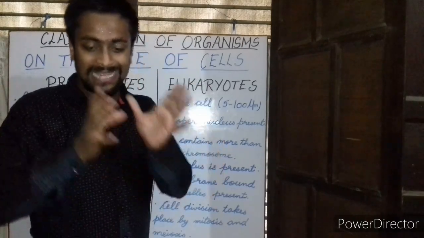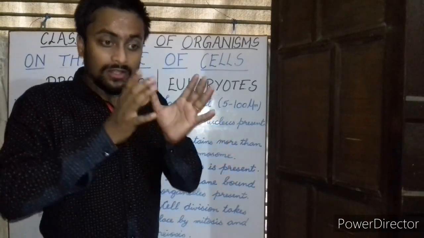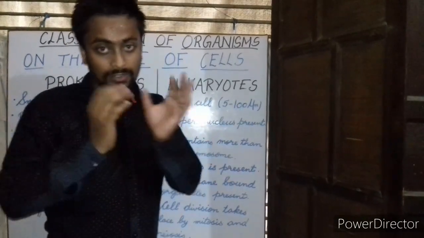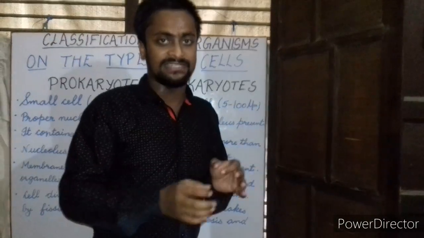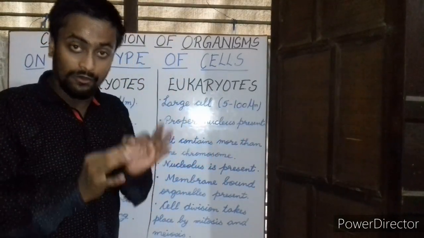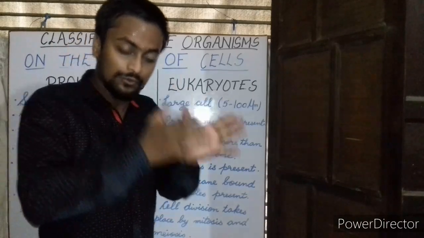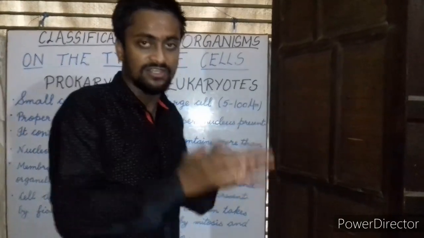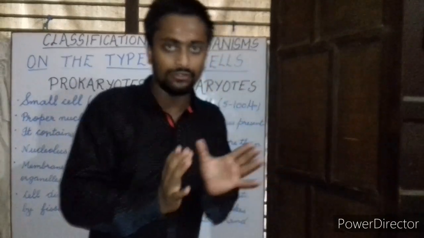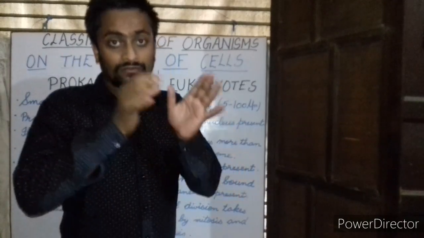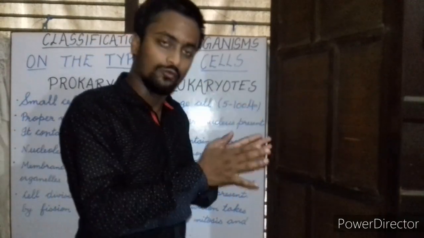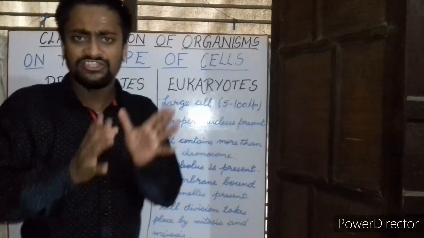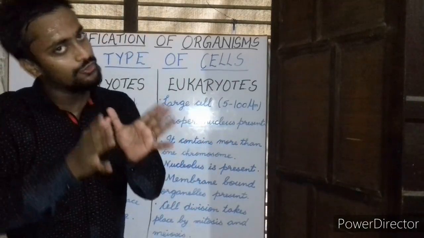First are the prokaryotes and second are the eukaryotes. Those organisms which have a prokaryotic cell are called prokaryotes, while those organisms which have a eukaryotic cell are called eukaryotes. The word prokaryotes has been derived from two words. The first is pro, which means primitive, and karyos, which means nucleus. So the organisms having a primitive nucleus are called prokaryotes. The word eukaryotes is also derived from two words: eu, which means true, and karyotes, meaning nucleus. So the organisms which have a true nucleus are called eukaryotes.